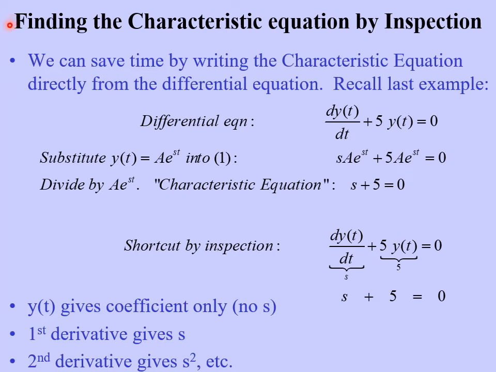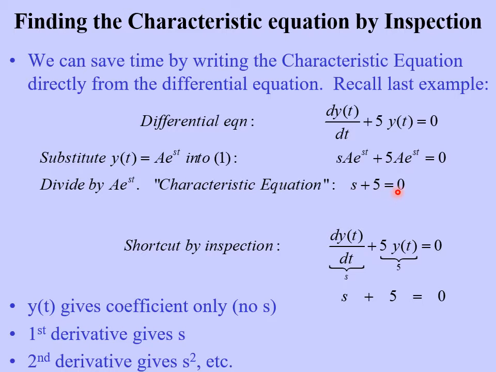Now there's a couple steps in what we just did that we can shorten considerably and make the whole process much more efficient. We can write the characteristic equation just by inspection, by looking at the differential equation. This is a really nifty trick that saves us a lot of time. So notice, this is the last problem that we just did. We had dy dt plus 5y equals 0, and we substituted y equals a e to the st into this equation, and we got this result here. And then when we divided by a times e to the st, basically dividing by y, we got this, s plus 5 equals 0.